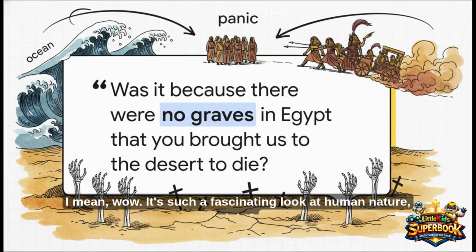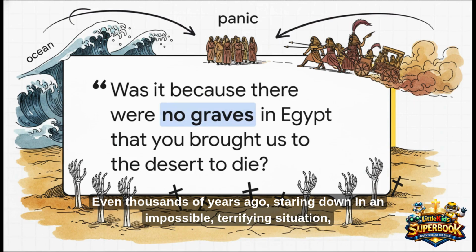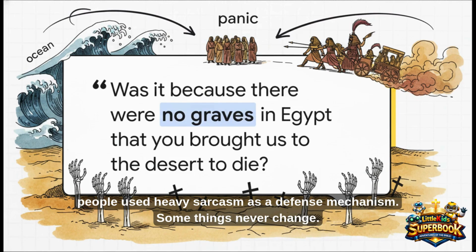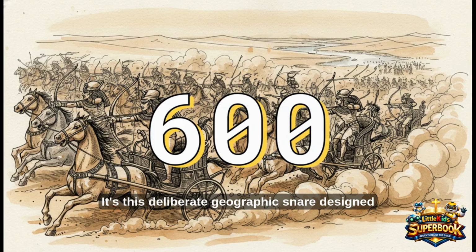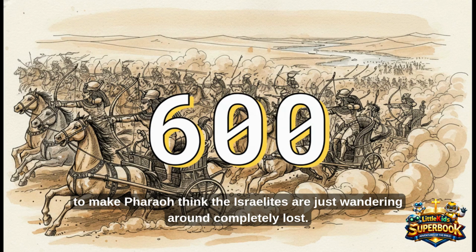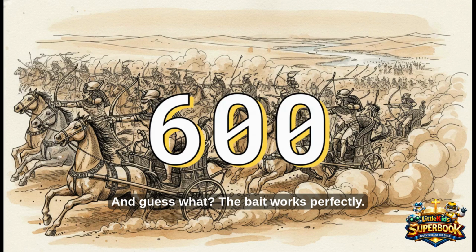It's such a fascinating look at human nature, right? Even thousands of years ago, staring down an impossible, terrifying situation, people used heavy sarcasm as a defense mechanism. Some things never change. What's really wild about this text is how methodically it sets up the trap. It's this deliberate geographic snare designed to make Pharaoh think the Israelites are just wandering around completely lost. And guess what? The bait works perfectly.